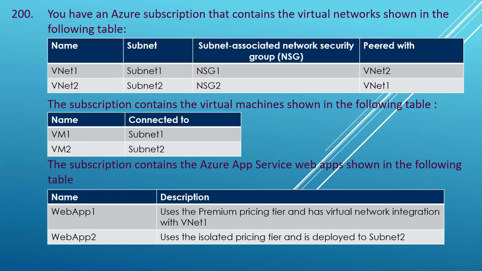And you can see in the peering, VNet 1 is paired with VNet 2 and VNet 2 is reverse paired with VNet 1. The subscription contains the virtual machines shown in the following table. You have two virtual machines named VM1 and VM2. VM1 is connected to subnet 1 and VM2 is connected to subnet 2. The subscription contains the Azure App Service web apps shown in the following table. You have two web apps named Web App 1 and Web App 2. Web App 1 uses the premium pricing tier and has virtual network integration with VNet 1. And Web App 2 uses the isolated pricing tier and is deployed to subnet 2.